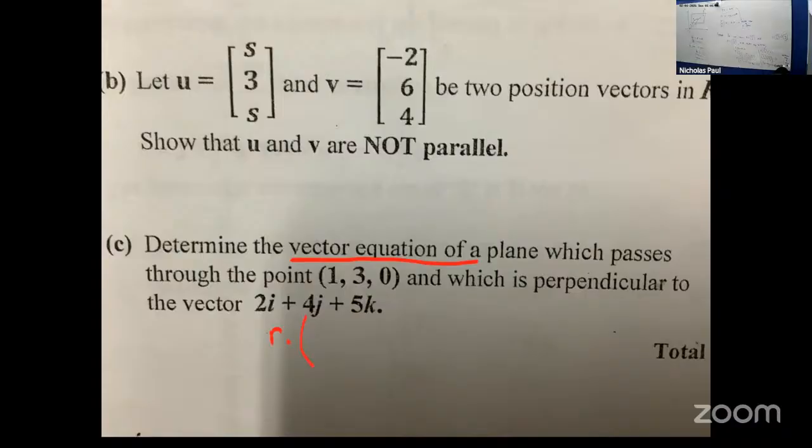The vector equation of the plane passes through 1, 3, 0. Sorry, I put the wrong thing there. Right, so the general form is r·n equals a·n. So we know that n is what? N is what here, Nathan? What's the perpendicular vector? 2, 4, 5.